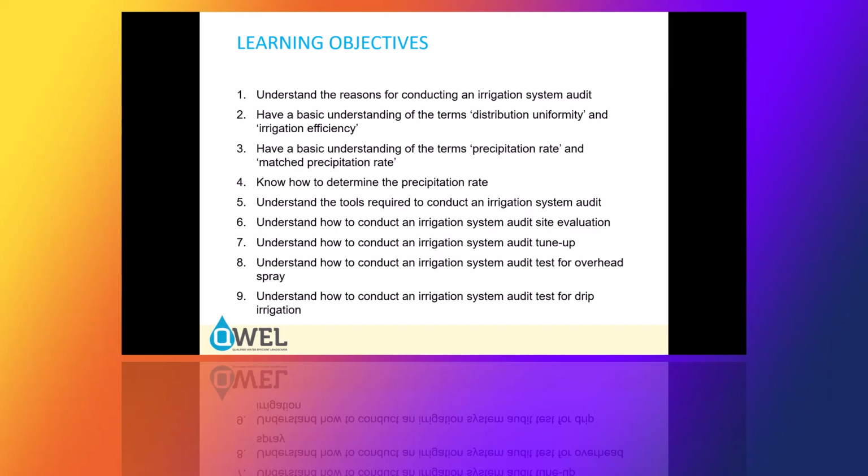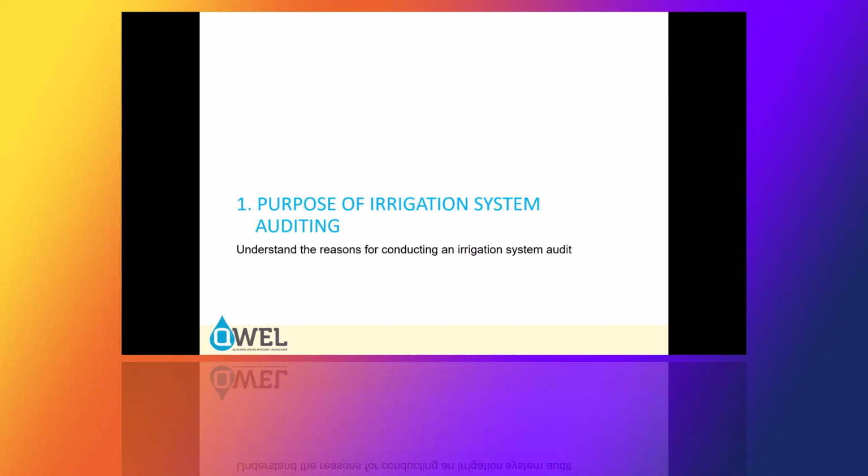Know how to determine the precipitation rate. 5, understand tools required to conduct an irrigation system audit. 6, understand how to conduct an irrigation system audit site evaluation. 7, understand how to conduct an irrigation system audit tune-up. 8, understand how to conduct an irrigation system audit test for overhead spray, and also understand how to conduct an irrigation system audit test for drip irrigation.